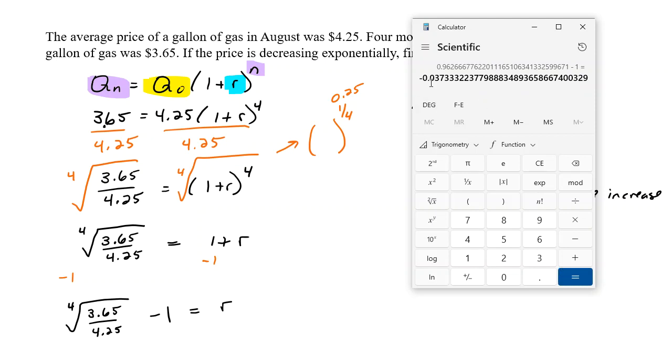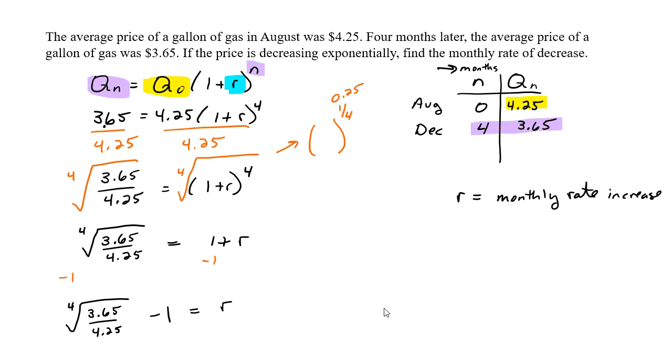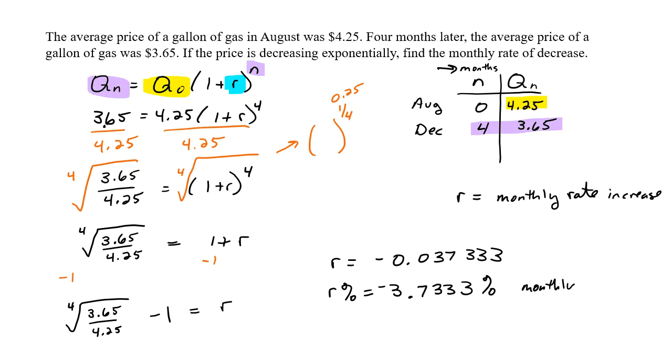So let's say 0.037333. Okay, R equals negative 0.037333. So as a percent, if I move my decimal over 2 places and I write R as a percent, it's negative 3.7 and however many threes you want to put here. So again, if I rewrote my equation, this is the answer. This is the monthly percent decrease. That's how much it's going down per month.